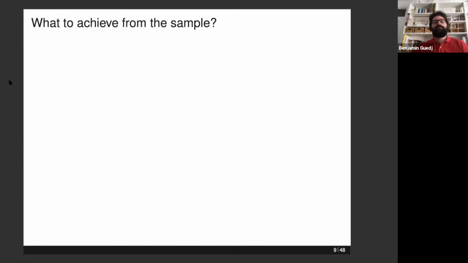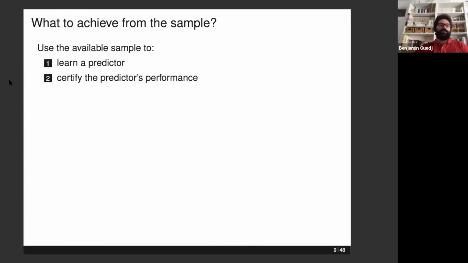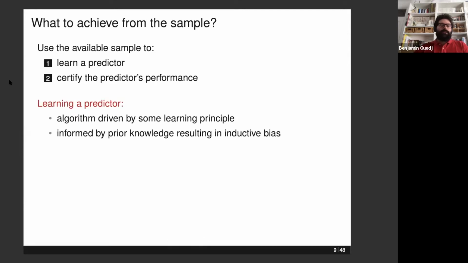So what can you achieve from there? Well, you can do two things, basically. From that data sample, you can learn a predictor and you can certify its performance. By learning a predictor, I mean that you can have an algorithm A, which is driven by learning principles, for example. You could rewrite a lot of classical machine learning algorithms as minimizers of some criterion over the data. You could also add a Bayesian flavor to it if you want to use some prior knowledge. This might result in inductive bias, so you should be careful about that. But nevertheless, you can just add this into your learning system.